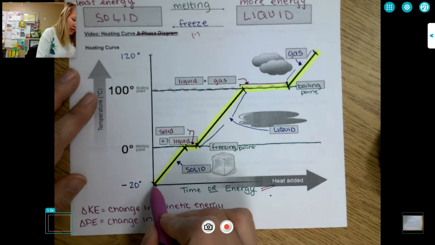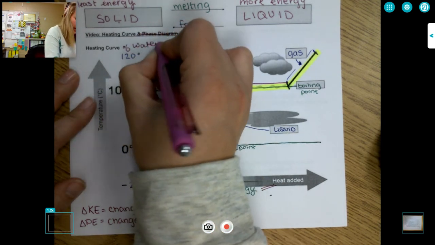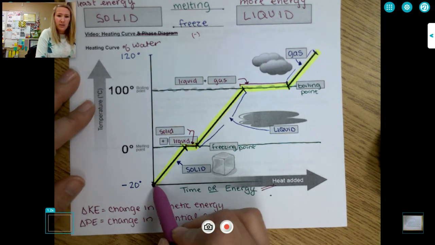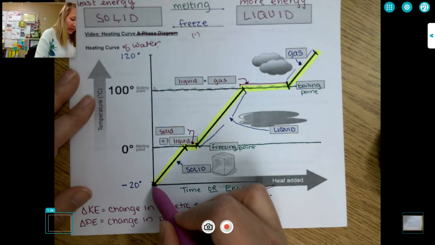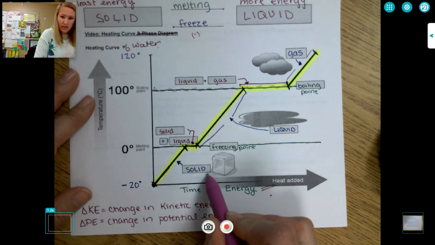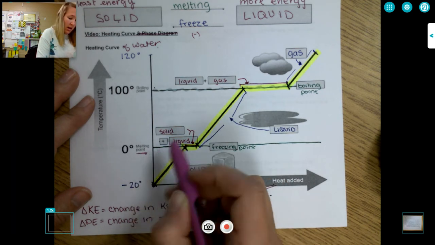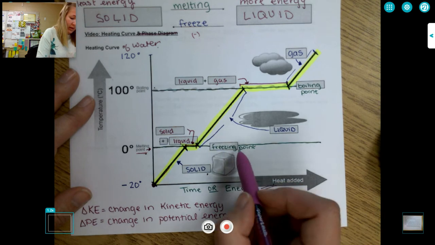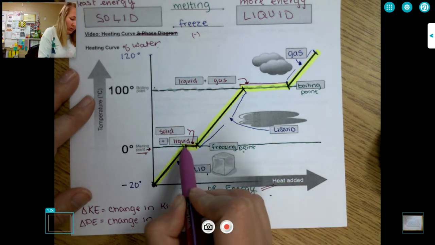And we can see that we start at negative 20 degrees Celsius. This is a heating curve of water. I'm going to transition my water from negative 20 degrees Celsius to 0. From 0, I'm going to go up to 100 and then up to 120. So at negative 20 degrees Celsius, all the way until I reach 0 degrees Celsius, I have a solid. At 0 degrees Celsius, this is the melting point of my water. We can also call it the freezing point. So melting point, freezing point, same place at 0 degrees Celsius.